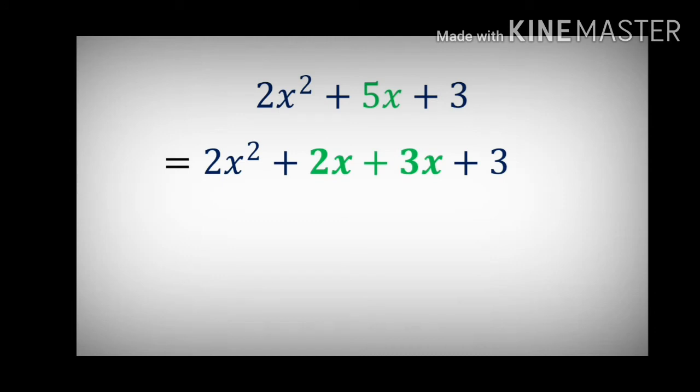As you have got it earlier, the parts are 2 and 3. So 2 plus 3 is 5, 2 into 3 is 6. So the splitting has been done. So 5x has been written as 2x plus 3x. The next thing is grouping them. As you can see, we have grouped them.